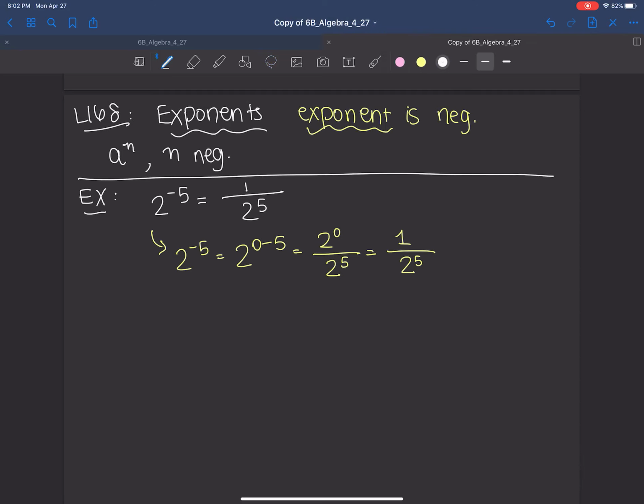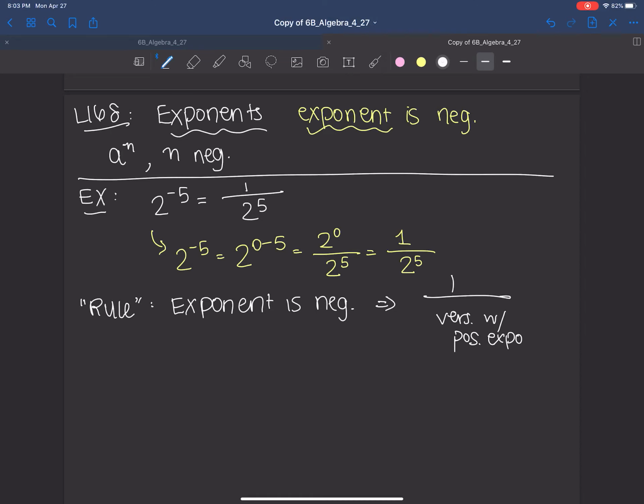Okay, so the rule in general here is that if the exponent is negative, then we take 1 over the version with a positive exponent. So another way to think about it is we flip the numerator and the denominator.